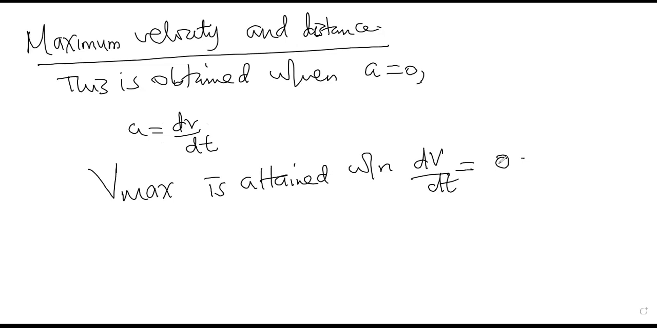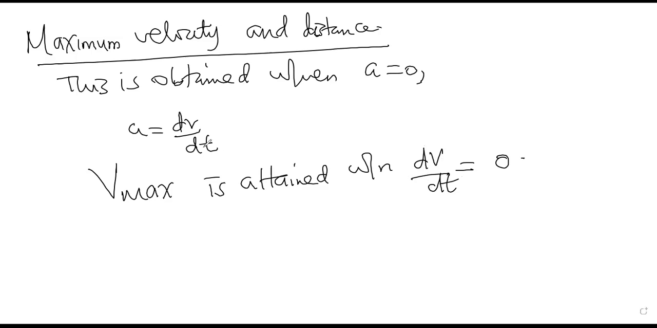So to obtain maximum velocity, this dv/dt must be equal to 0. In this particular case, you can obtain the time for maximum velocity to be attained by mere differentiating and equating to 0, and then you can get the magnitude of velocity. We are going to look at the examples very well.